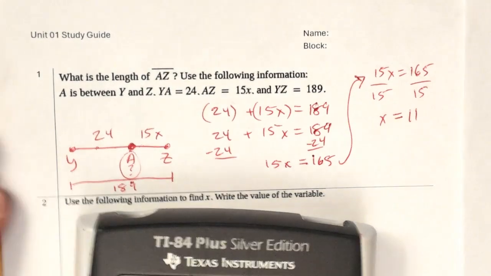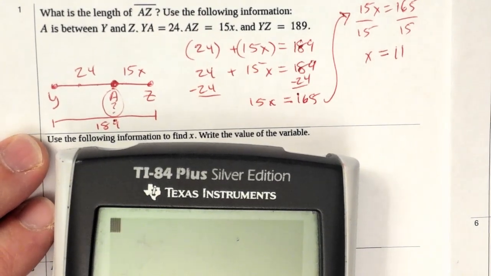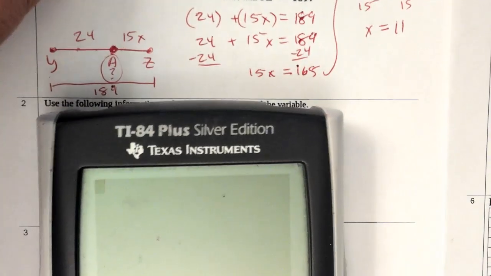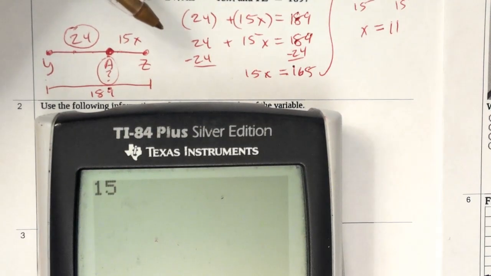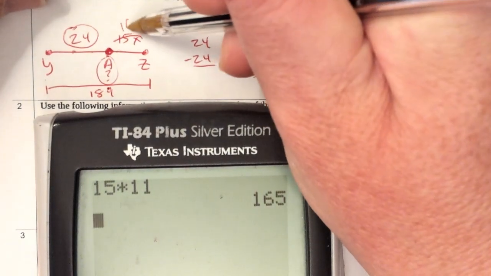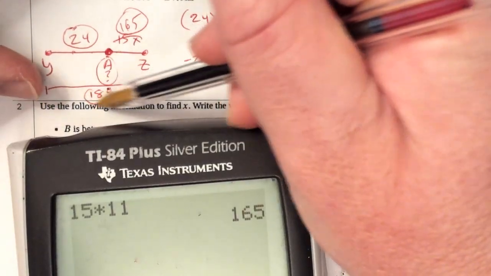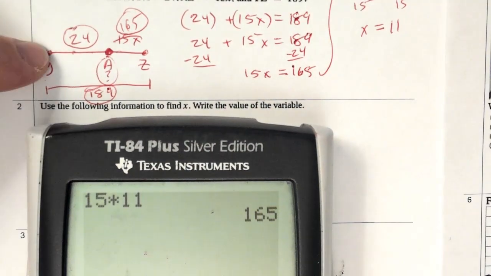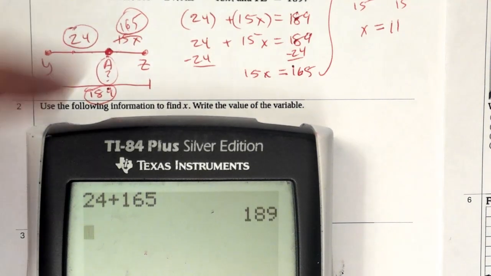So I'm going to show you my calculator. Okay, we just got that x was 11. So how do we type this into the calculator? So this is already 24. This right here, 15 times whatever x was, which was 11. That'd be 165. And then down here, this is already 189. Now we're going to double check. This is supposed to be this plus this equals whole shebang. Let's double check. 24 plus 165 equals 189.